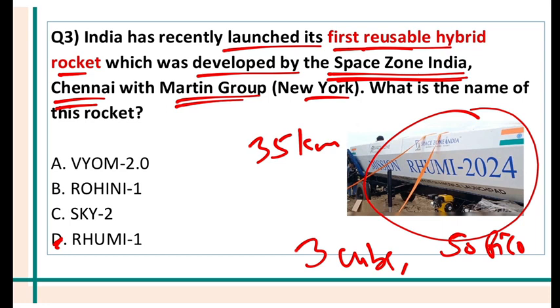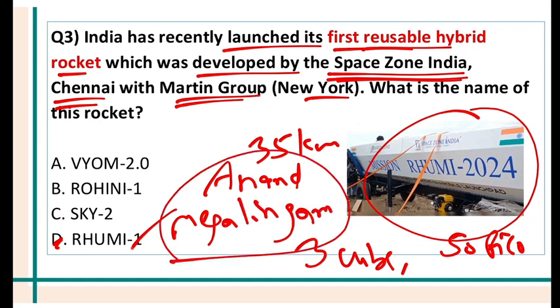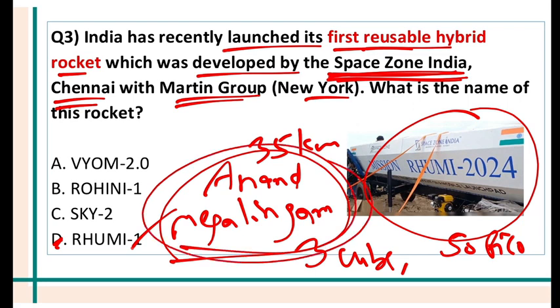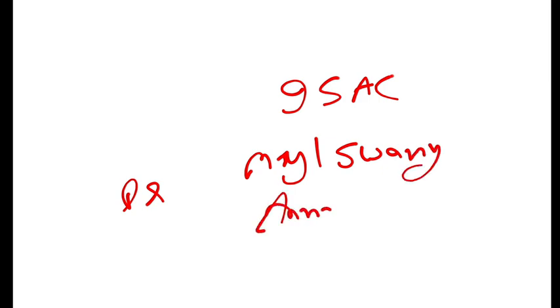so this mission, Rumi, was led by Anand Megalingam. Anand Megalingam is the founder of the company Space Zone, and he was given mentorship by another great Indian space scientist, a former director of ISRO Satellite Center. His name is Dr. Mailiswamy Annadurai. So it was launched recently.